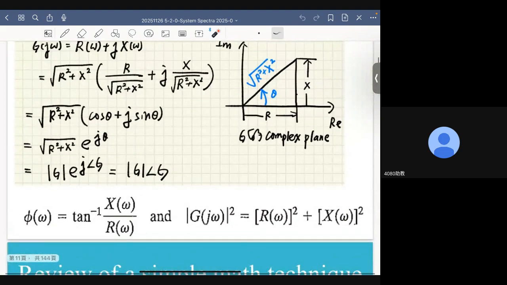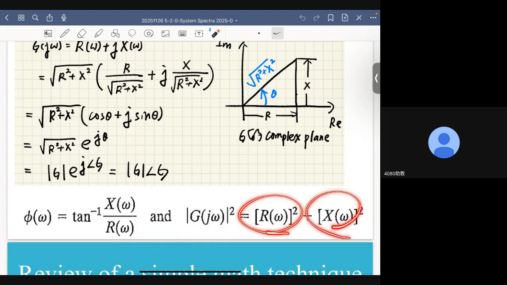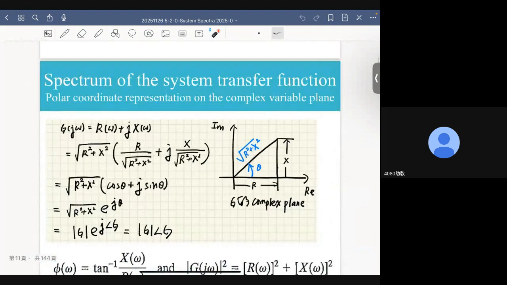Now, by definition, this magnitude comes from here. That is, the square is actually the sum of the square of the real part and the square of the imaginary part. And this, of course, comes from these triangles. All right, so next time when you see I represent a transfer function like this, don't be confused.